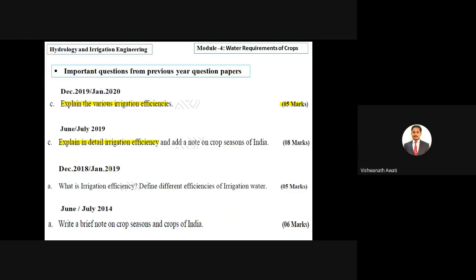And in December 2018 and January 2019, what is irrigation efficiency? Define different efficiencies of irrigation. Means first we have to explain what you mean by irrigation efficiency, then explain the different efficiencies of irrigation water, for 5 marks. Then a separate question, June July 2014: write a brief note on crop seasons and crops of India. So here it is crop seasons, and we also have to give examples of crops of India, right?